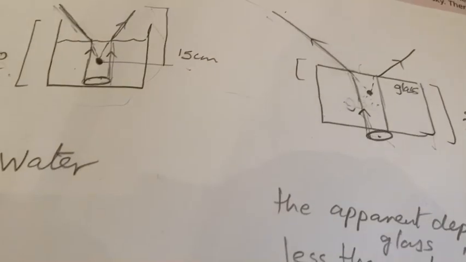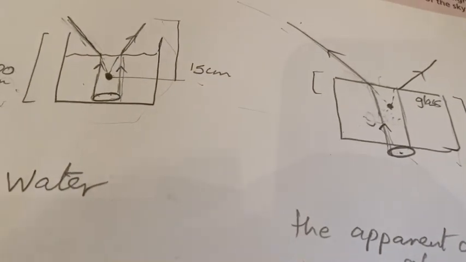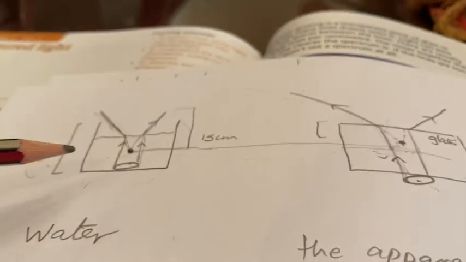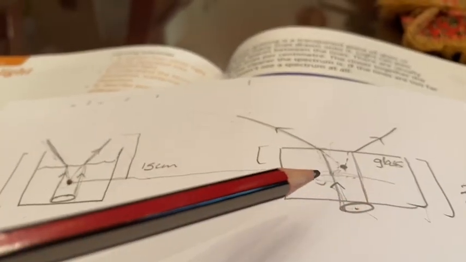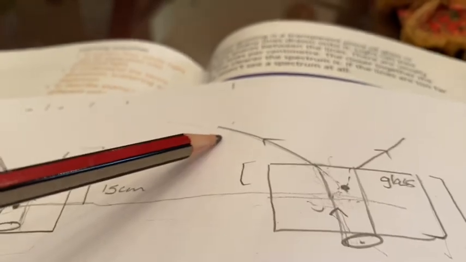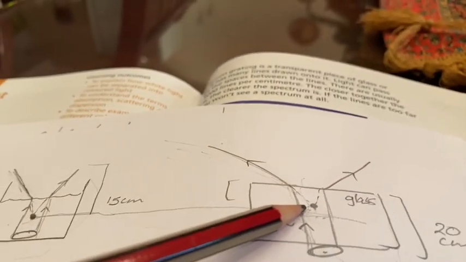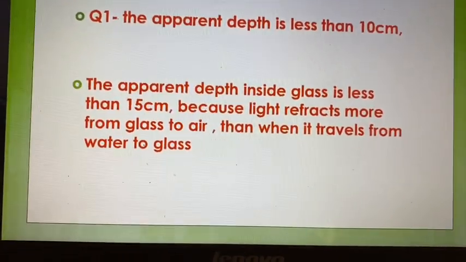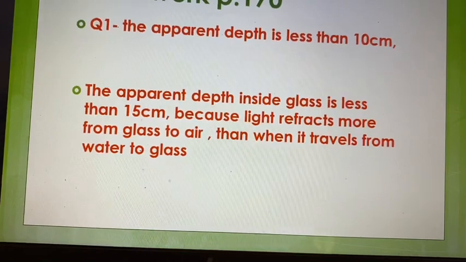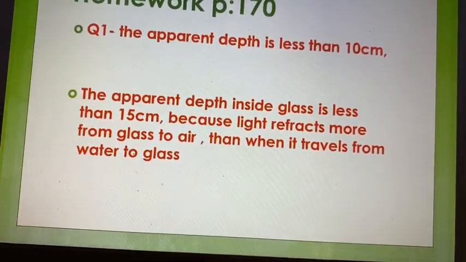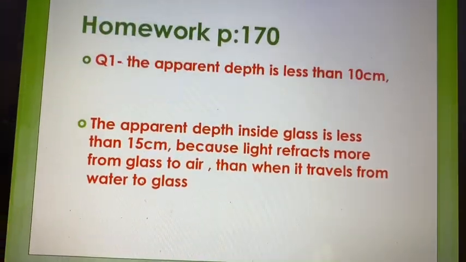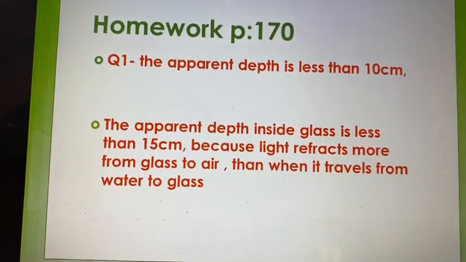So what do you think? These two pictures, as you can see, show the glass apparent depth is less than the water apparent depth because it refracts more. The light, when it travels between the glass and the air, refracts more. So the apparent depth is less than 15. You can find the answer here in the PowerPoint. The apparent depth inside the glass is less than 15 centimeters because light refracts more from glass to air than when it travels from water to air. I want you to write this homework in your notebooks.